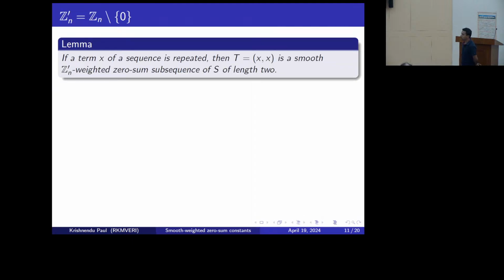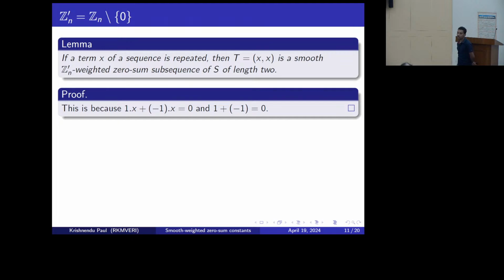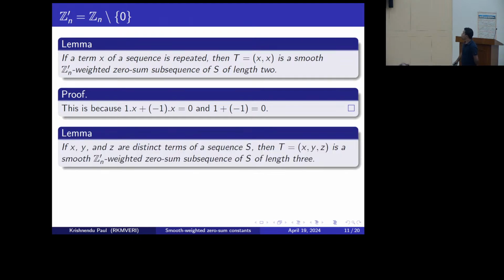Next, we are considering the all non-zero weight set. Here, the first simple lemma: if we take two equal terms, then obviously that gives a smooth zero sum subsequence, as 1 and minus 1 are there in the weight set. Similarly, if we take three distinct terms, then it is also a smooth zero sum subsequence of length 3.